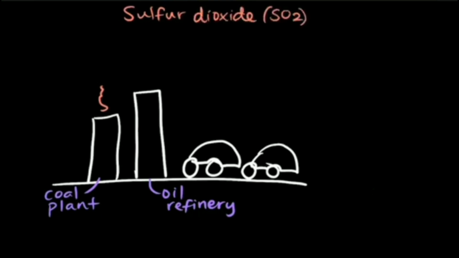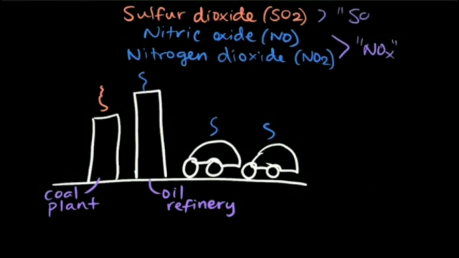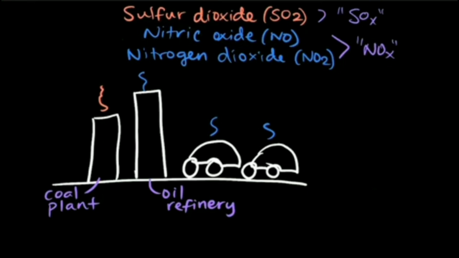At the same time, high temperatures from combustion engines and oil refineries provide enough energy to break apart nitrogen and oxygen molecules in the air. These molecules can then recombine to form different nitrogen oxides, like nitric oxide, NO, and nitrogen dioxide, NO2. Together, these are referred to as nitrogen oxides, which you can abbreviate by NOx. So the same can be said about sulfur dioxide. That falls into the category of sulfur oxide, SOx. So a fun way to remember the precursors to acid rain are SOx and NOx.